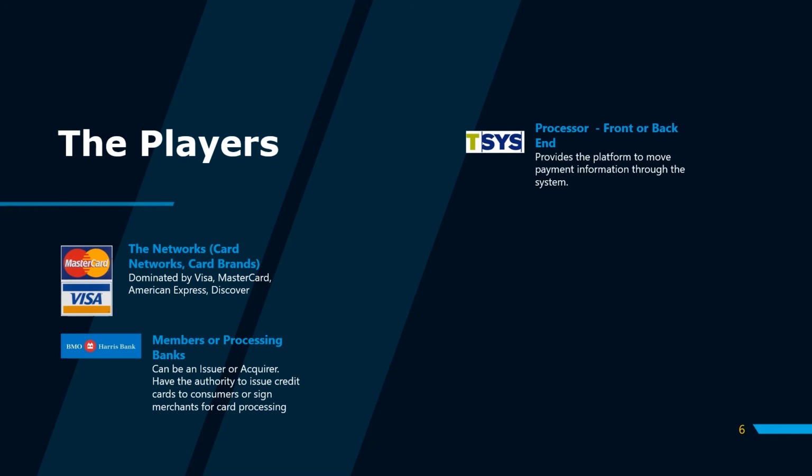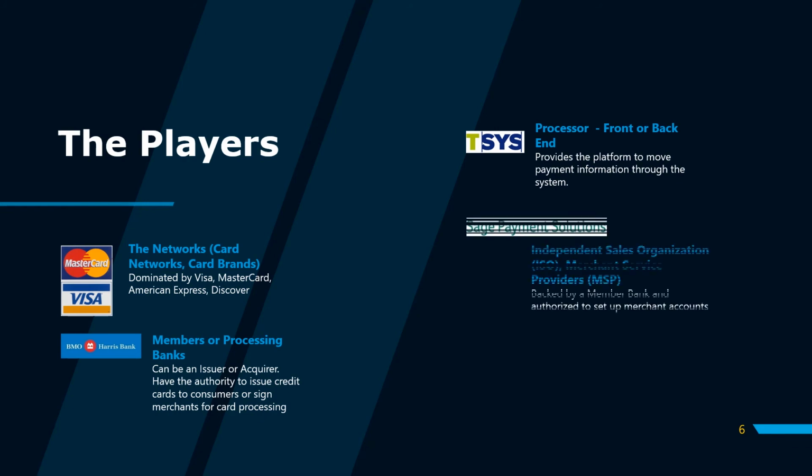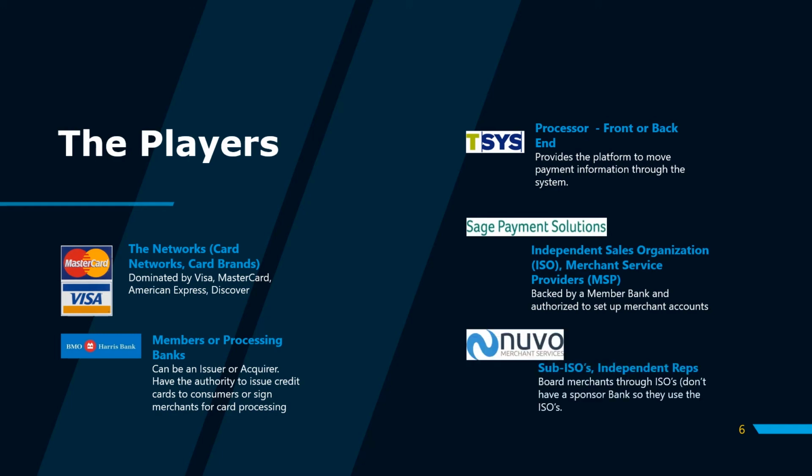Next are the actual processors, who provide the platform to move payment information. Next, you have your independent sales organizations and merchant services providers. These are backed by member banks and authorized to set up merchant accounts. Finally, you have your sub-ISOs or independent representatives. These organizations board merchants through a merchant services provider, but do not have a direct relationship with the sponsor bank.